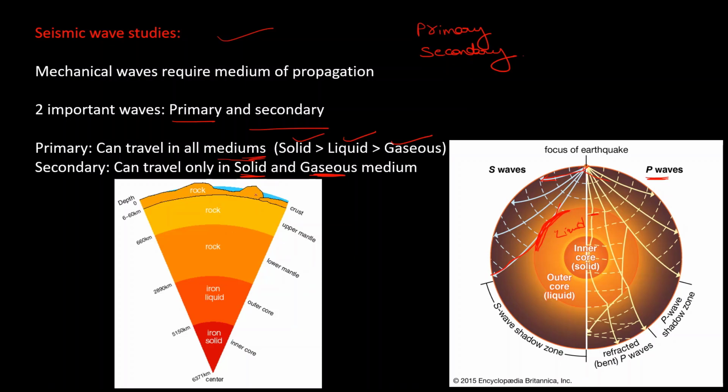Here you can see the crust comprises the lithosphere and asthenosphere. Next, the upper mantle is in rock condition, the lower mantle is in rock condition, but the outer core is in liquid condition. Next, the inner core is also in solid condition.